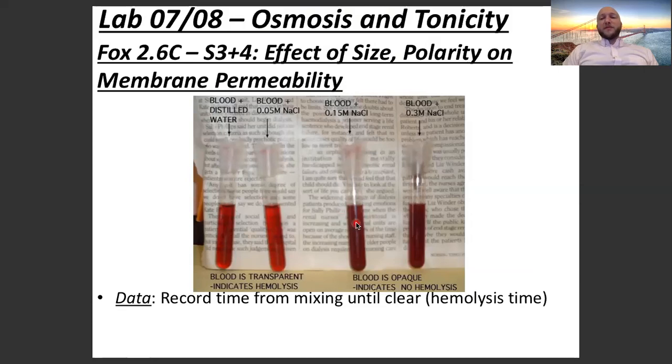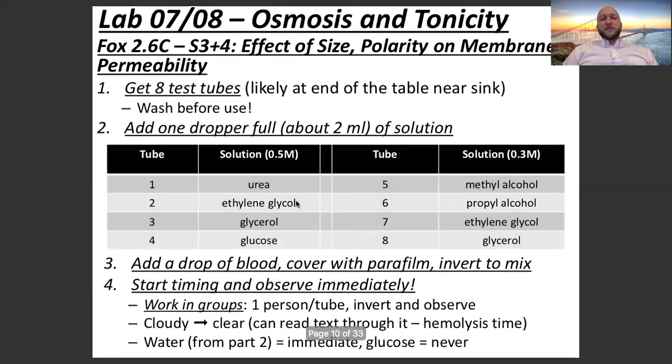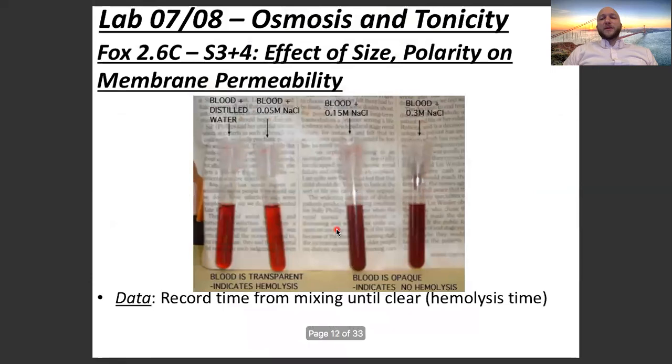When red blood cells are whole, when they're their proper shape, they're going to obscure the light that travels through the test tube, and it's going to make it so that you cannot see through the test tube. These solutions, we'll get into the details, are going to lyse the red blood cells. They're going to break the red blood cells.